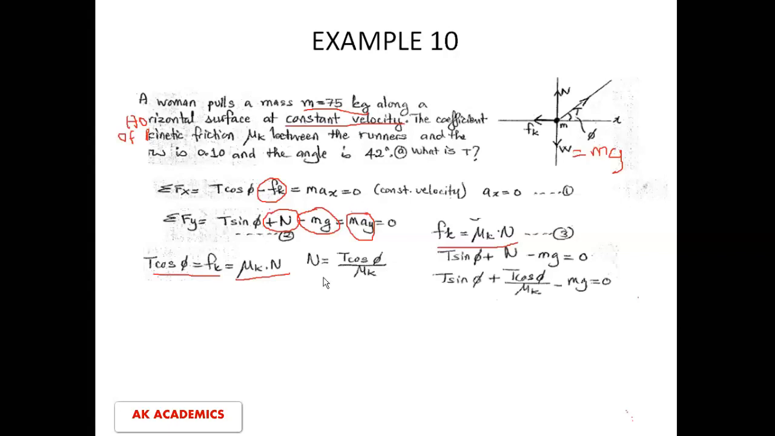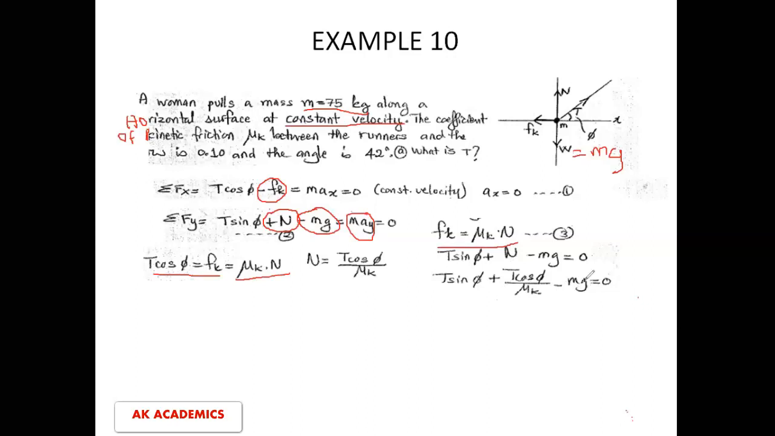What else can we do? From equation 2, we said that T sine phi plus N minus mg would be equal to 0. That is what we said from equation 2, isn't it? So T sine phi plus N minus mg is equal to 0. Now we have our N to be equal to T cos phi over mu k. You can put that here: T cos phi over mu k minus mg. It's like we're trying to solve a simultaneous equation right now.